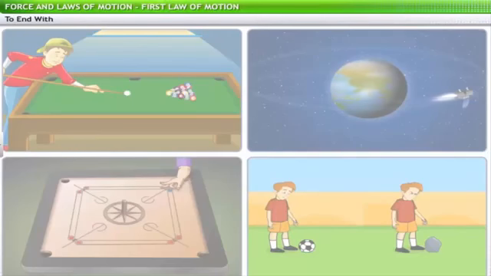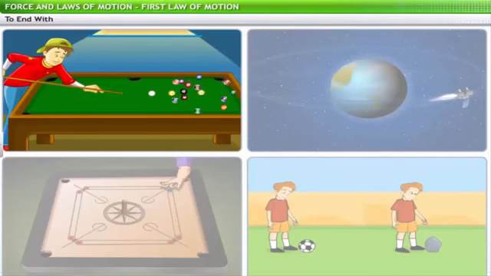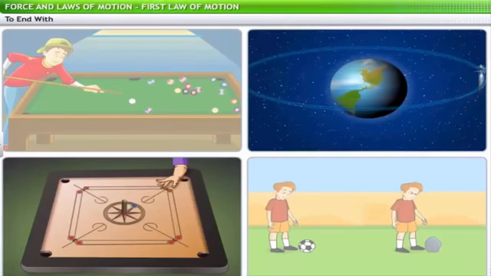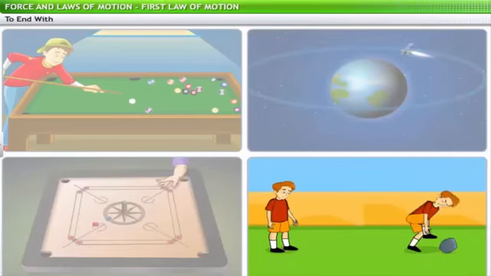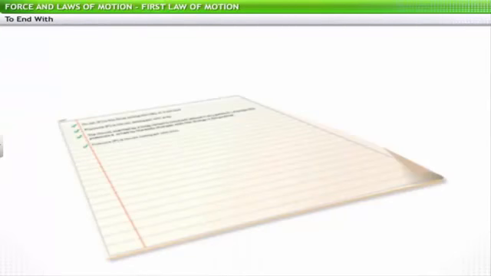This brings us to the end of the lesson on the first law of motion. In this lesson, you have learned about Newton's first law of motion, inertia, and the link between mass and inertia. To revisit the key points covered in this lesson, please review the flashcard at the end of this lesson.